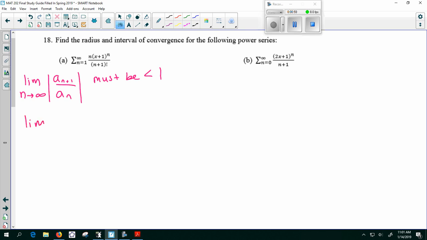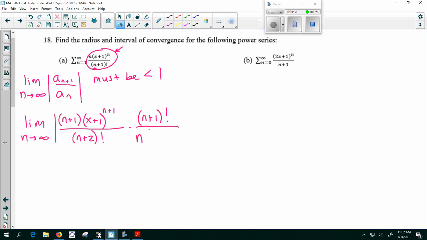Okay, so I've got the limit as n goes to infinity of the n plus first term. I'm going to replace every n in this expression with an n plus 1. So this becomes (n plus 1) times (x plus 1) raised to the n plus 1, over, when this n becomes an n plus 1, plus 1 becomes (n plus 2) factorial. And then instead of dividing by a sub n, I'm going to multiply by its reciprocal. So I'm going to multiply by the reciprocal of the general term. So I have (n plus 1) factorial over n times (x plus 1) to the n.